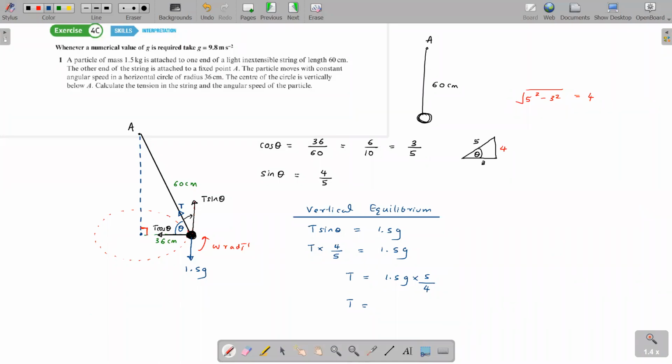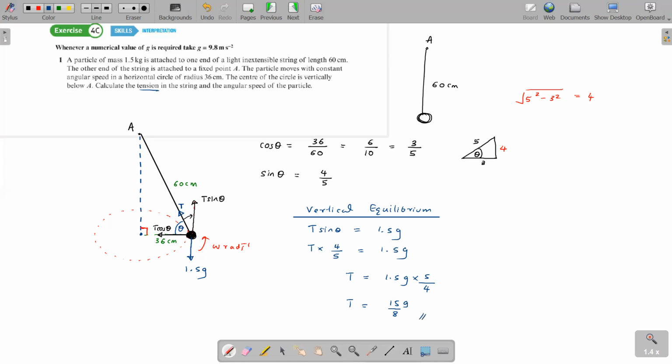All right. So 1.5 into 5 over 4 without giving the G value. We want to preserve the exact form as much as possible, because we are not yet at the end. So 1.5 into 5 over 4 is 15 over 8, and the G is on top. So tension is 15 G over 8.